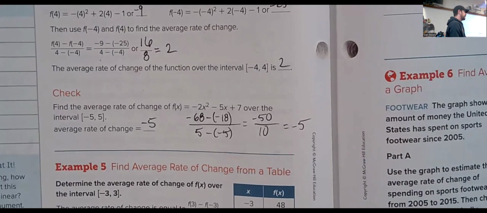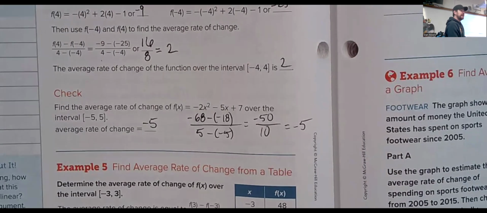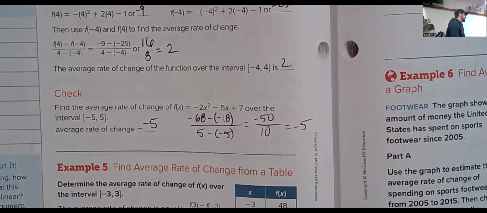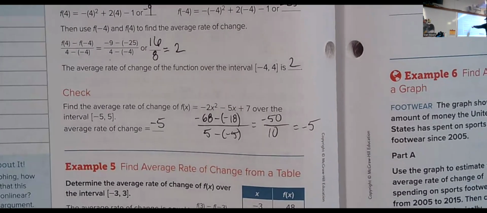All right. How do we do? Negative 5. Should just be exactly negative 5. If you plug in 5 for x, 5 squared is 25. 25 times negative 2 is negative 50. Negative 5 times 5 is negative 25. So negative 50 minus 25 is negative 75. Plus 7 is negative 68.